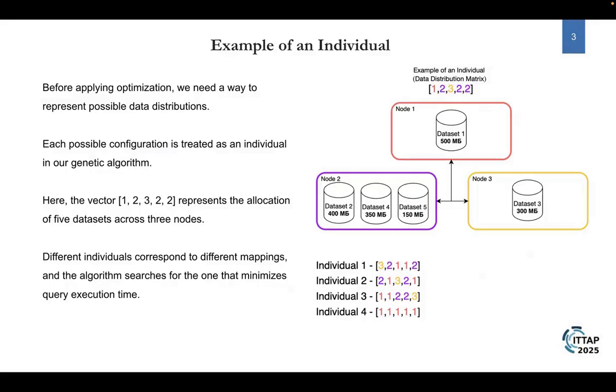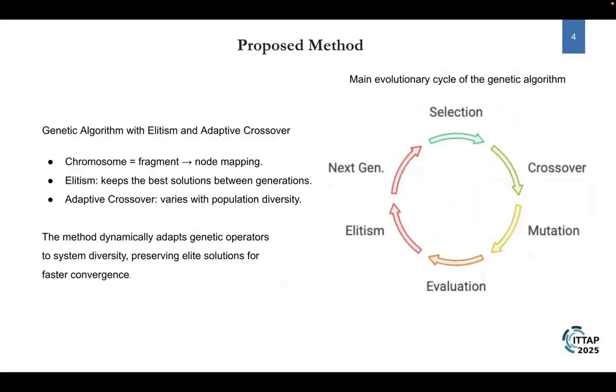Here, the vector 1, 2, 3, 2, 2 represents the allocation of 5 datasets across 3 nodes. Different individuals correspond to different mappings, and the algorithm searches for the configuration that minimizes query execution time and data transfer cost. Proposed method. The optimization process is based on a genetic algorithm with elitism and adaptive crossover.